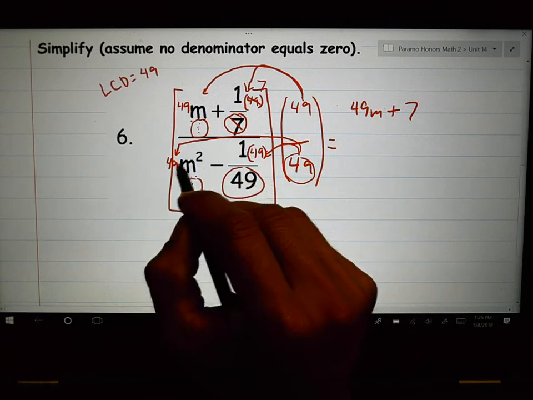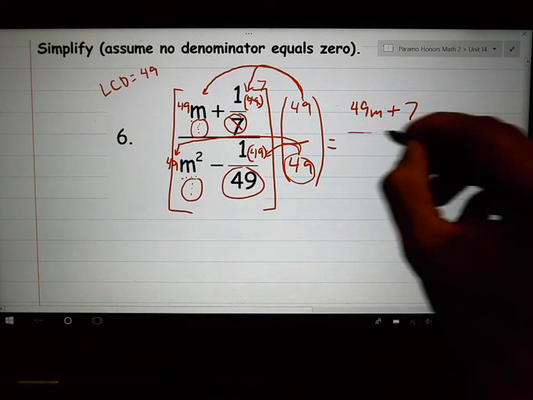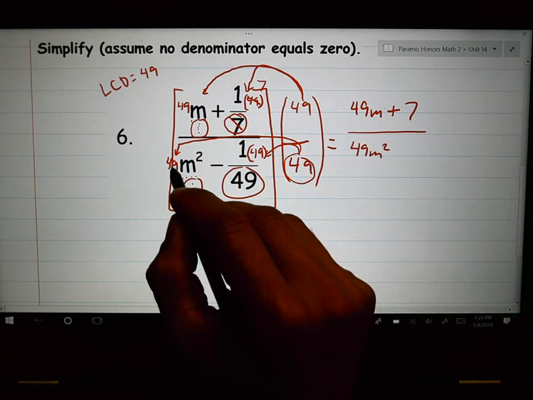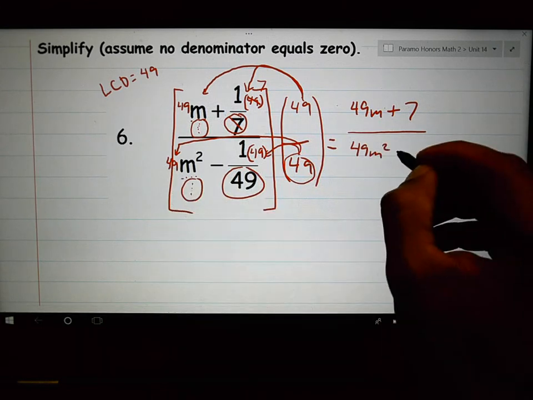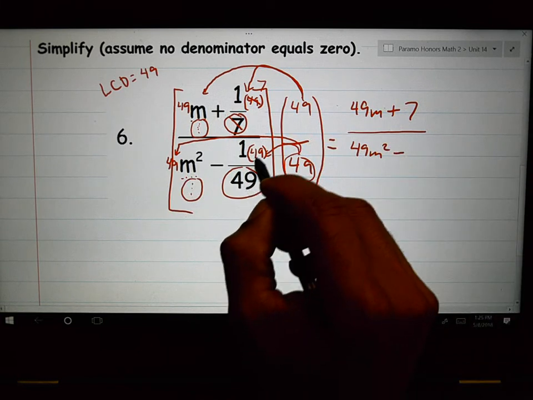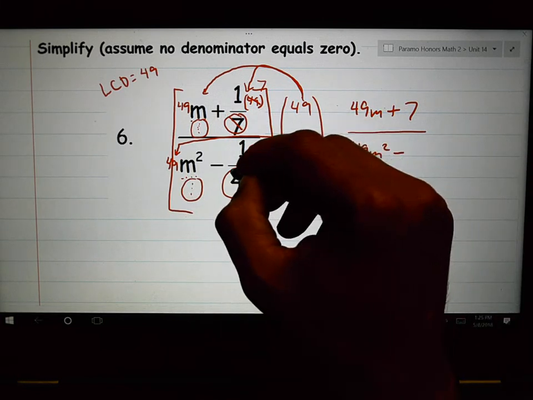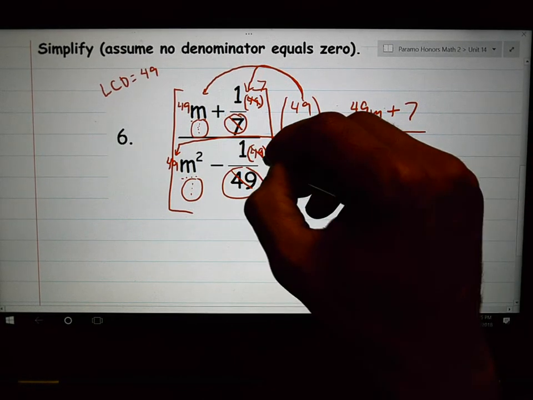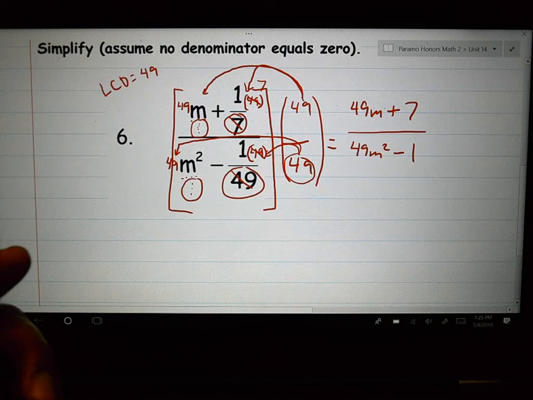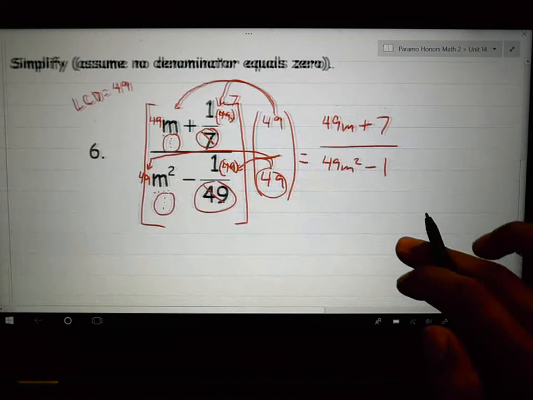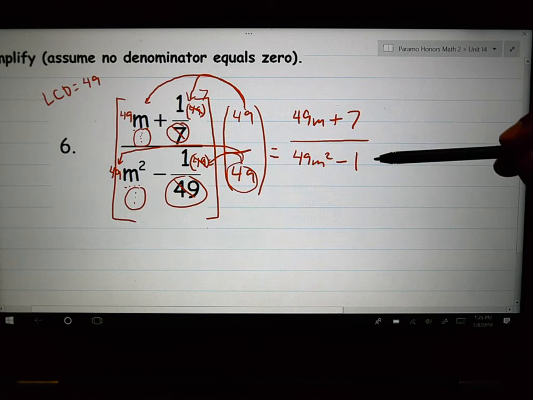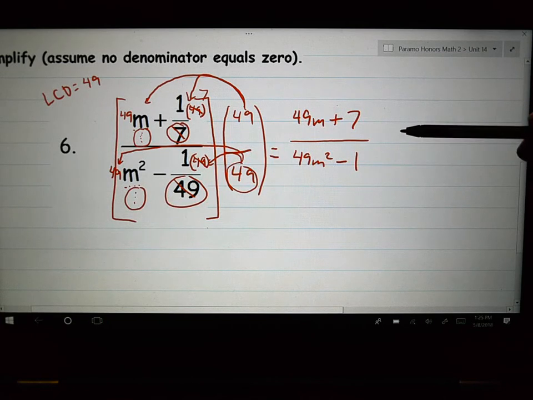The 49 multiplies the m squared. This 1 goes into there. I don't really need to bother with it. Minus 49, and 49 goes in one time. You're left with minus 1. And what should happen is, like this one, I have a rational expression that doesn't have a complex fraction anymore. We've cleared the complex fractions.